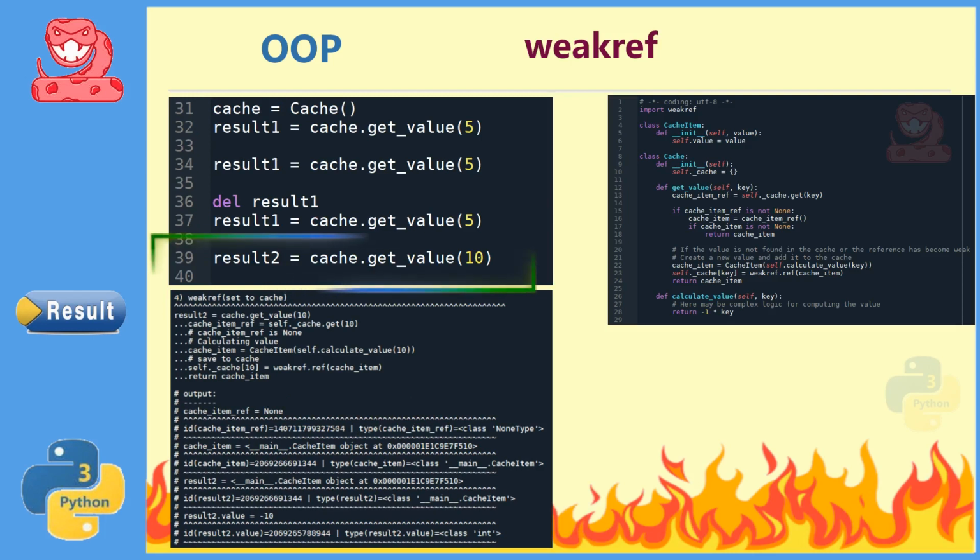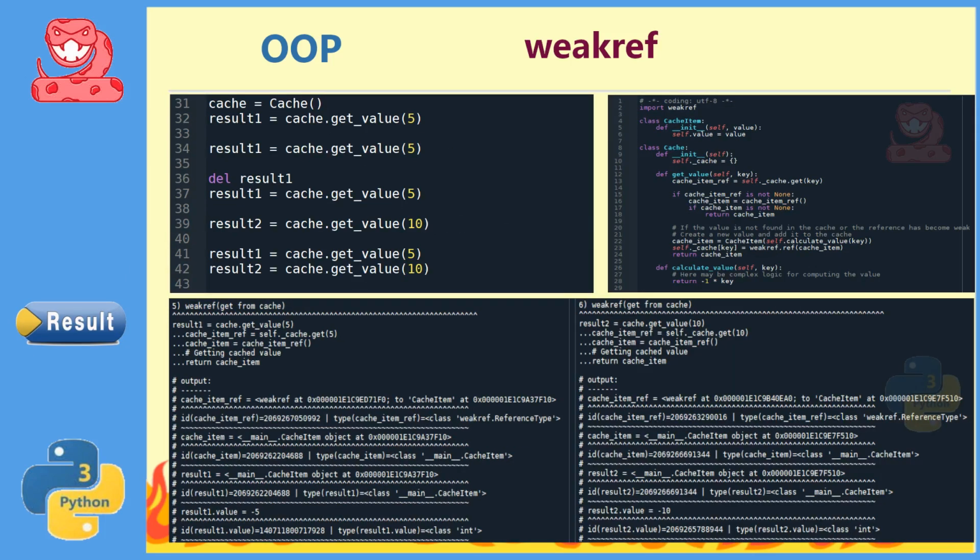Let's add another value for key equal 10 to the cache. Then we request values for both key equal 5 and 10 from the cache. In both cases, we observe that the results are returned from the cache without calculation. Without weak references, we would have to devise a mechanism to clear the cache, preventing its unlimited growth.